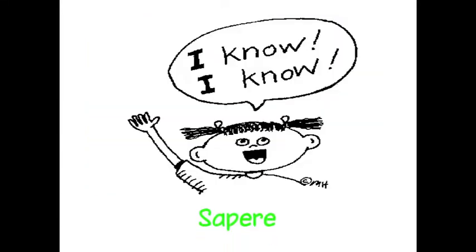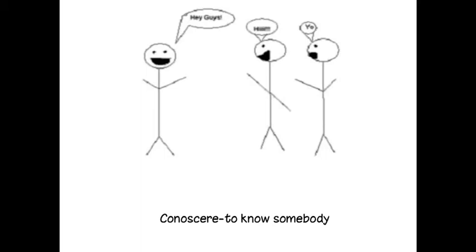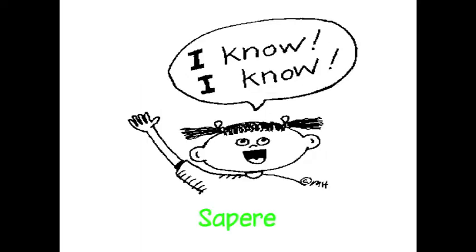Sapere, to know. Conoscere, to know. So there's always a difference between these two, so I will take a moment to talk about this. Sapere, it's usually you know something, or you know how to do something, and it's conjugated: so, sai, sa, sappiamo, sapete, sanno.